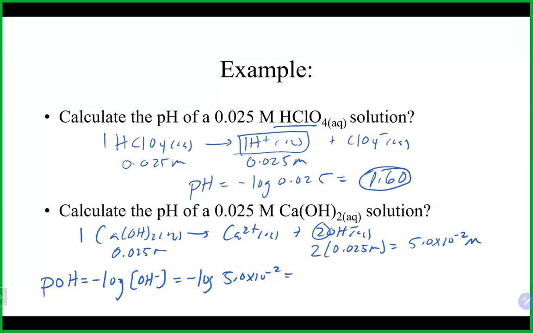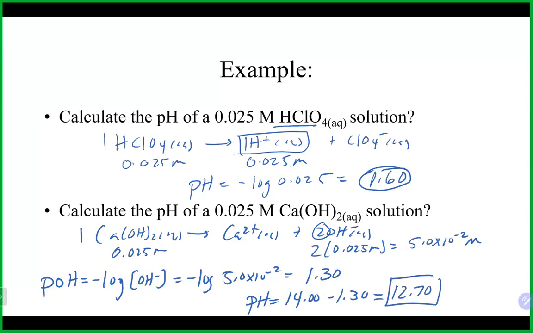And if you do that, you get a pOH of 1.30. The pH can then be found by subtracting that number from 14, and that will get us a pH of 12.70, which does make sense. And that is basic in this case.